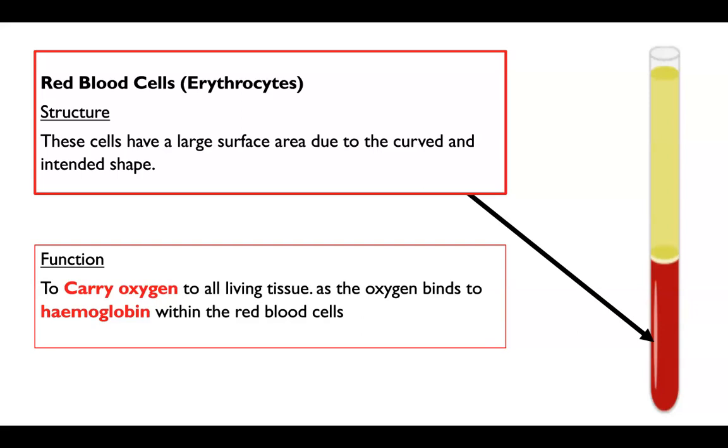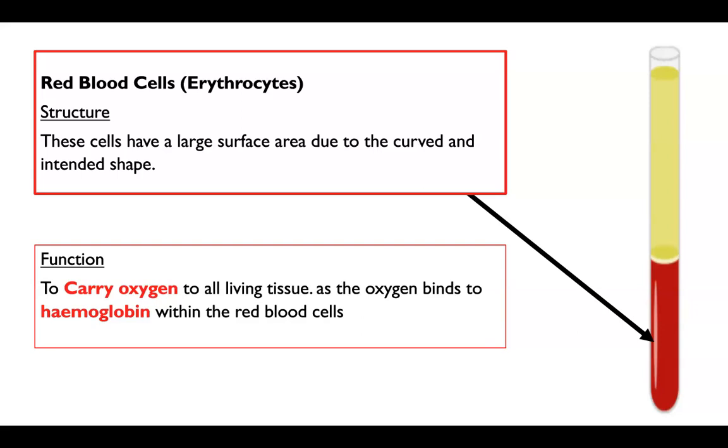Function of the red blood cells. Again, highly important. Red blood cells are able to carry oxygen to all living tissue. They are able to do this because oxygen binds with a protein called hemoglobin, which is found within the red blood cell. So again, your question might well be, which blood cell carries oxygen, binds to hemoglobin? Red blood cell is the answer.